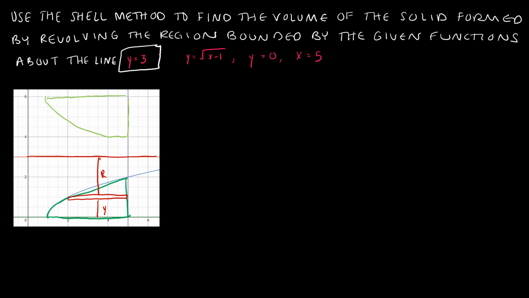Well, what's the total length of this line? The total length is 3, because obviously y equals 3. So if I know that together r plus y has to equal 3, then I can find that r is equal to 3 minus y. So that's the function I'm going to use for r. And good for us, it's already in terms of y, so I don't need to do any additional work.